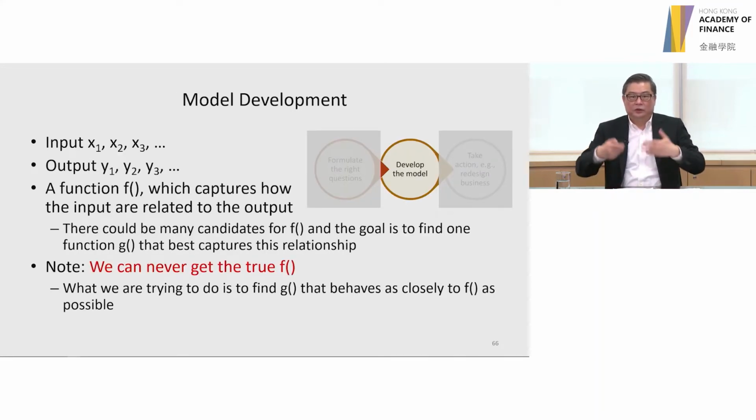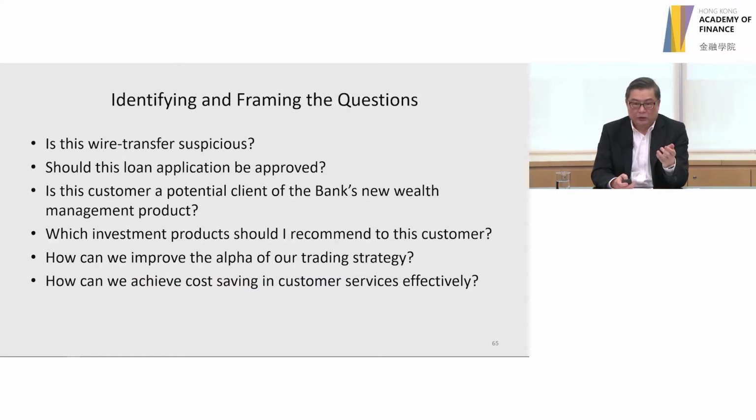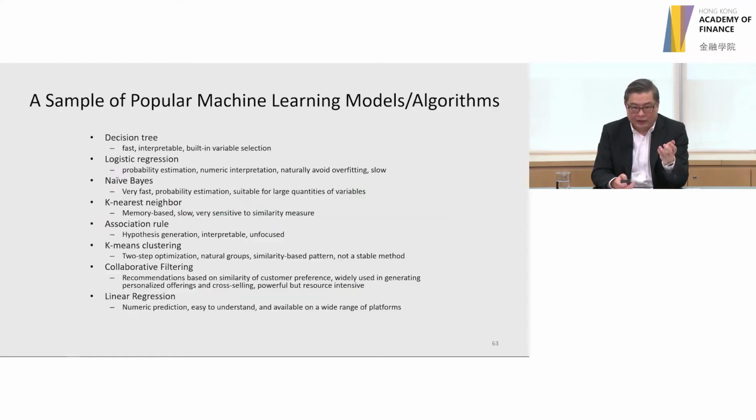And then develop the model. Once you have the Y defined and the X, then you develop the model. The model could be a neural network model, a deep learning model. It could be a decision tree. So once you identify the model, you pick one of these algorithms to implement it.